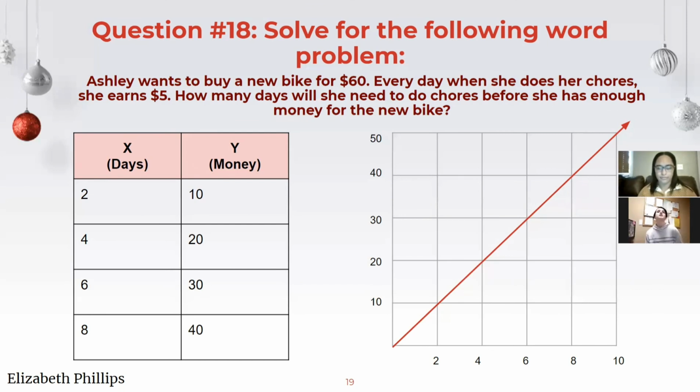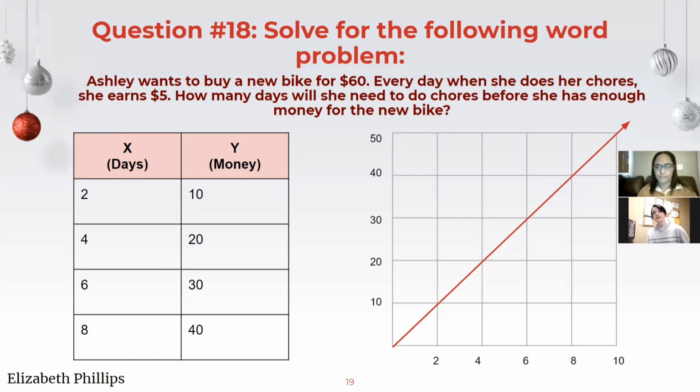So the next row in our problem shows that if she works 4 days, then she'll get $20. Again, if she works 6 days, she'll get $30, and if she works 8 days, she'll get $40.